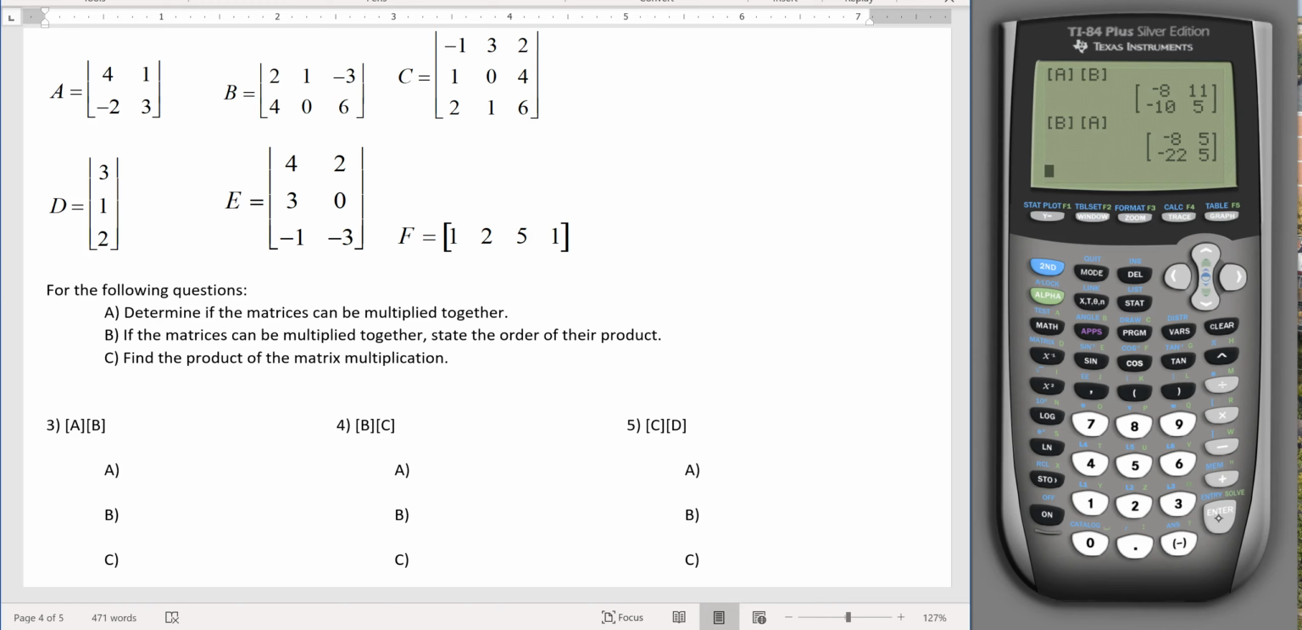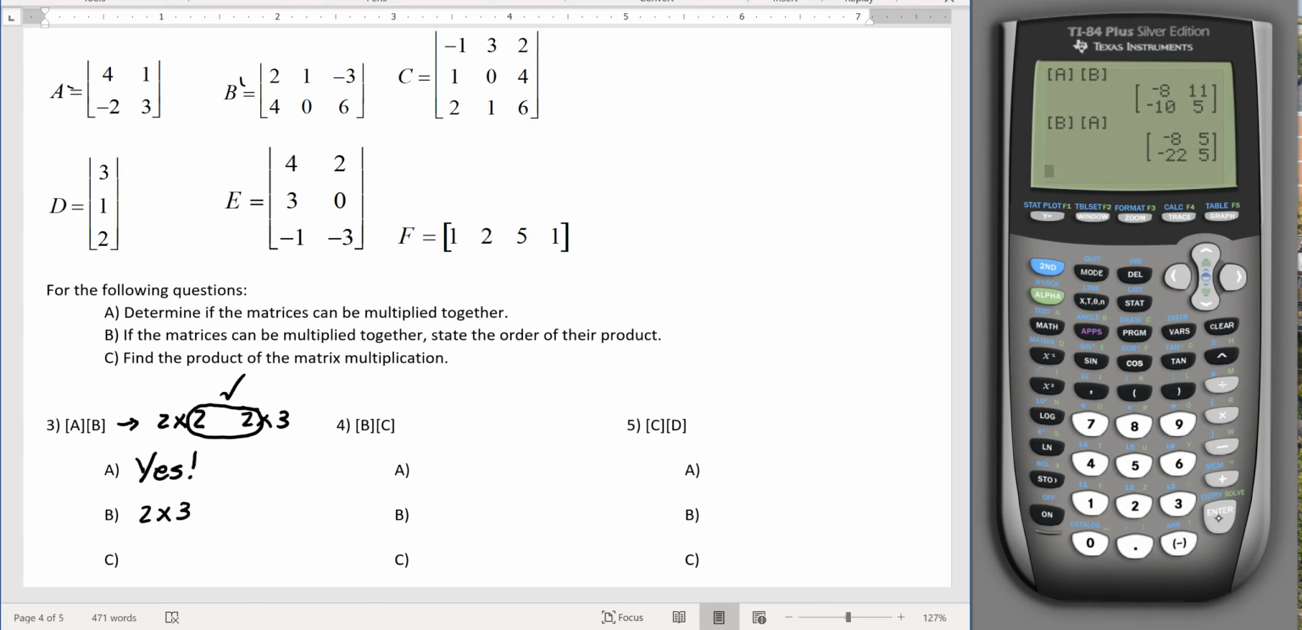Let's start then. Let's look at number 3, which tells us to do A times B. First, determine if the matrices can be multiplied together. A times B is asking us to do a 2 by 2 times a 2 by 3. Are these numbers equal? Yes, they are, which tells us yes, they can be multiplied. If the matrices can be multiplied together, state the order of the product. Remember, the order is the outside terms, so the product will have an order of 2 by 3.